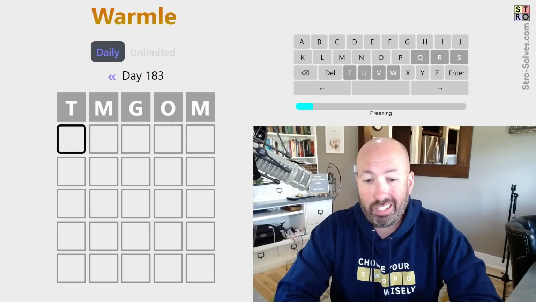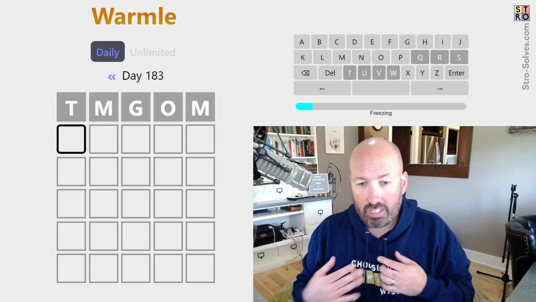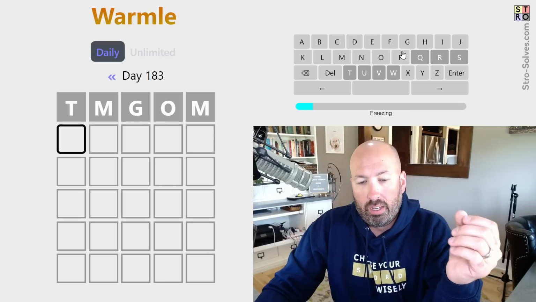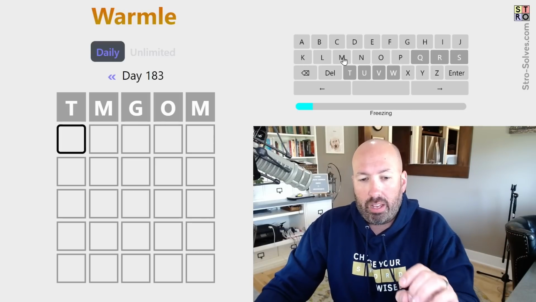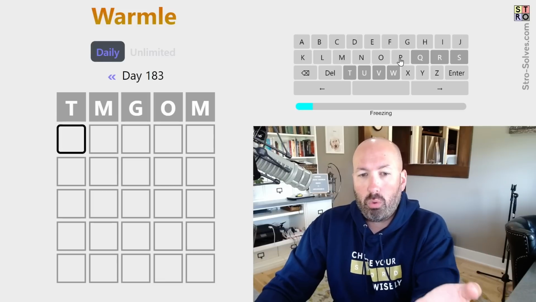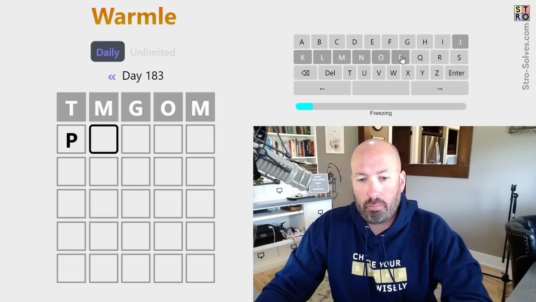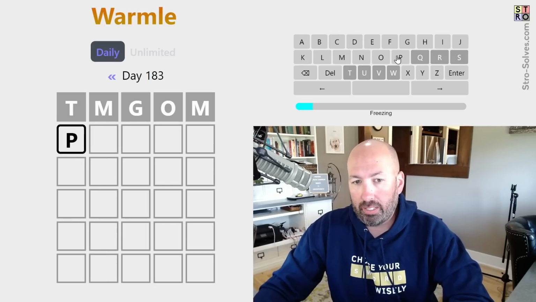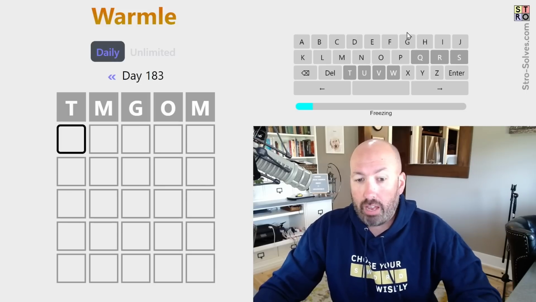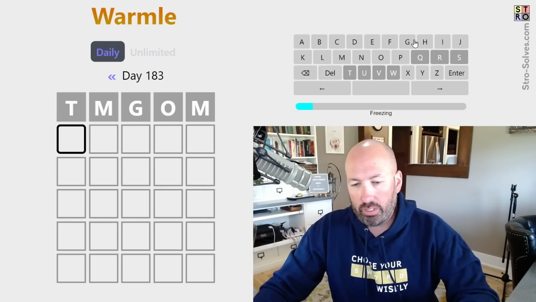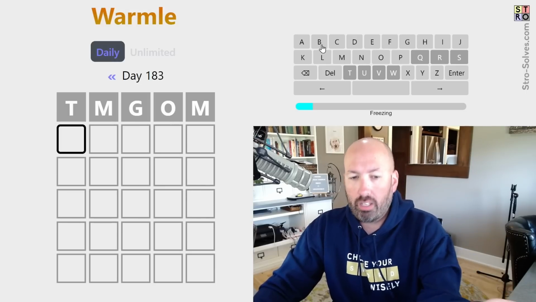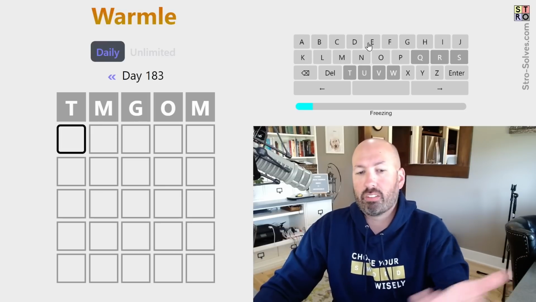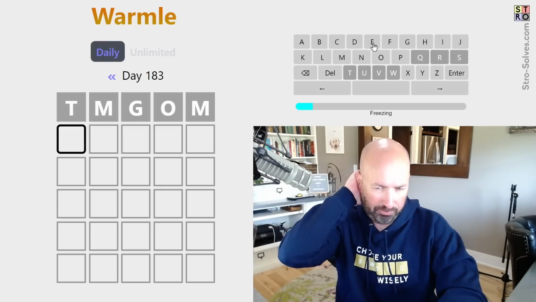So the best plan, in my opinion, on this is to try to make sure you optimize the information you're getting. So I wouldn't want to guess a P right here because we already know there's no Q, R, and S. And so the P would really only be telling us about 4 letters, M, N, O, and P, as opposed to 7. So we would want to use something like a G or an H or something. Likewise, we wouldn't want to guess a B or an A because it's not going to tell us that much information.